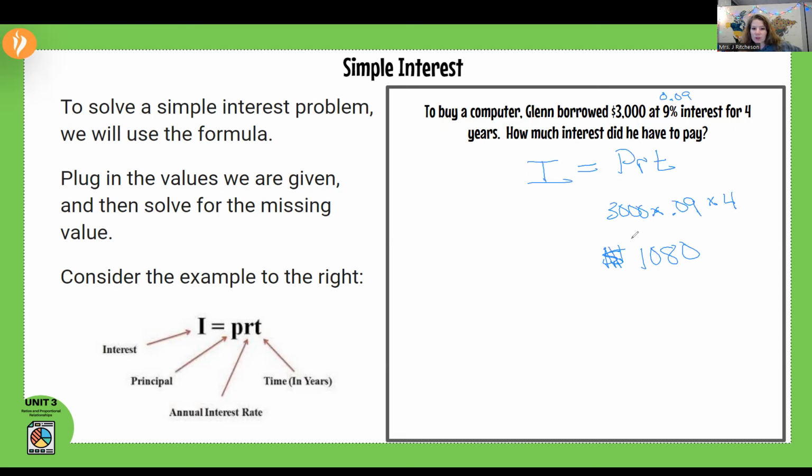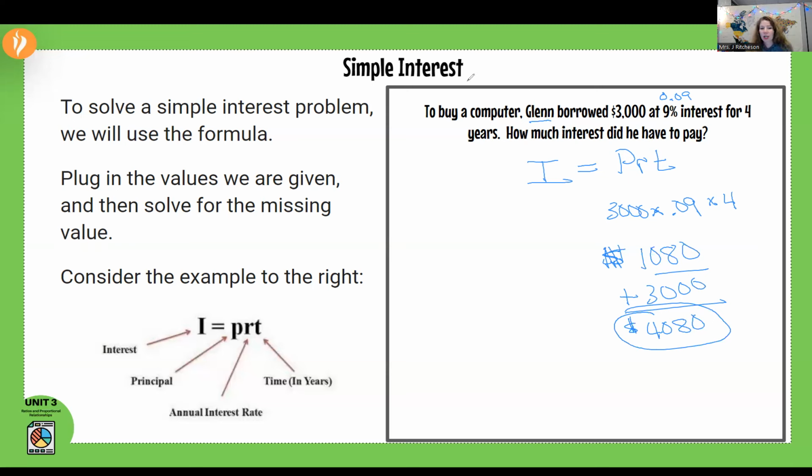Once again, you've got to read the question carefully. Sometimes they'll ask only for the interest, which is this amount. Sometimes they'll say, how much money total does Glenn have to pay the bank back? Well, he has to give them back the $3,000 he borrowed. So he has to give them $3,000 plus the amount of interest they charged him. So for the bank giving him $3,000, he has to turn around and pay the bank back $4,080. That's why you've got to be careful.